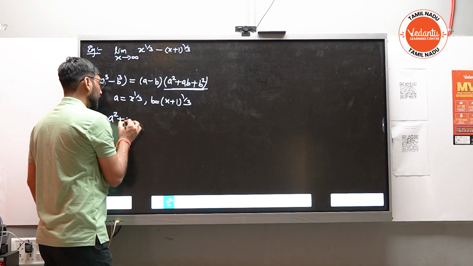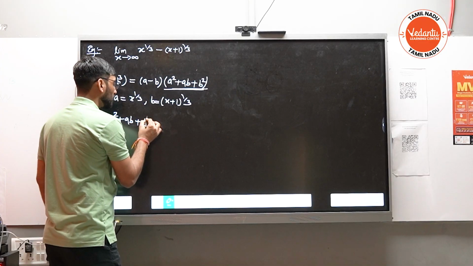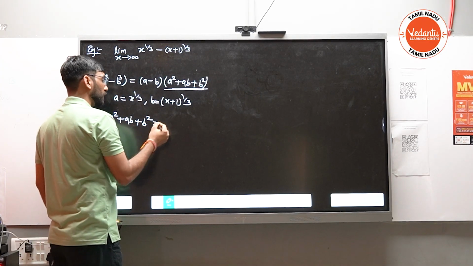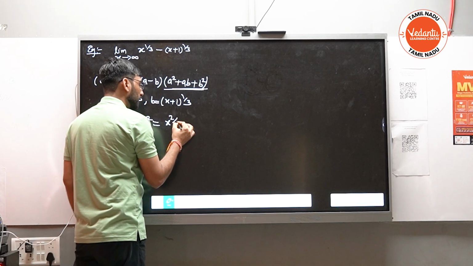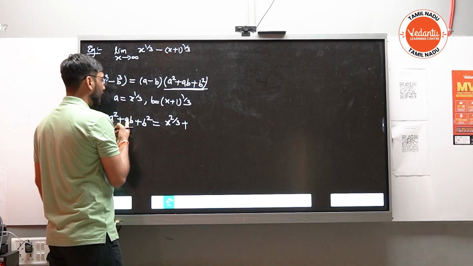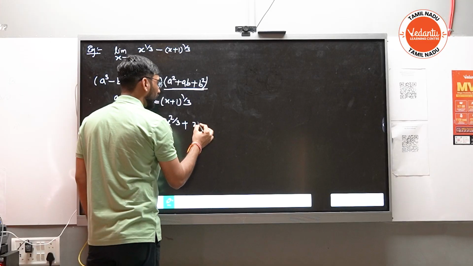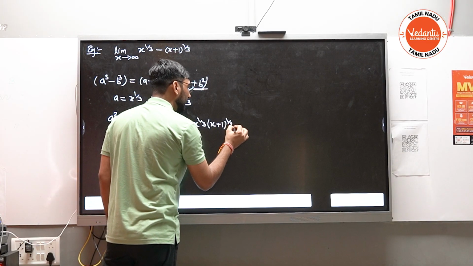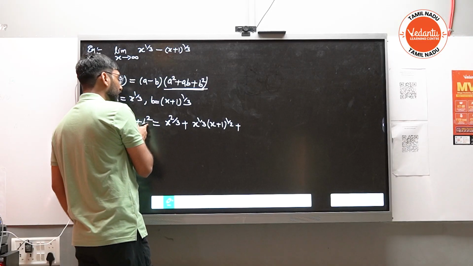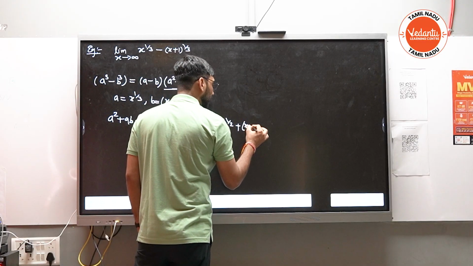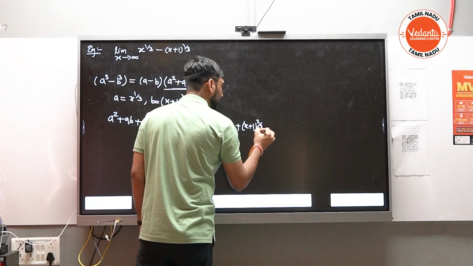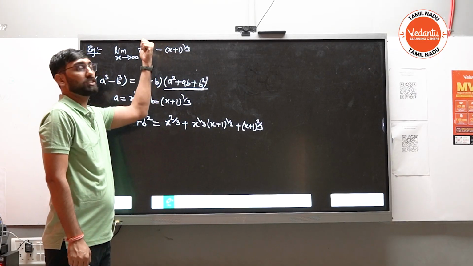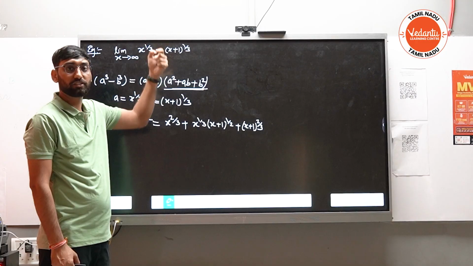A square plus ab plus b square will become what? A square means a value is x power 1 by 3, so it will become x power 2 by 3 plus a into b, which is x power 1 by 3 into (x plus 1) whole power 1 by 3, plus lastly b square, which is (x plus 1) whole power 2 by 3. It means if I multiply and divide by this factor, my job will be done. So let's do it now.